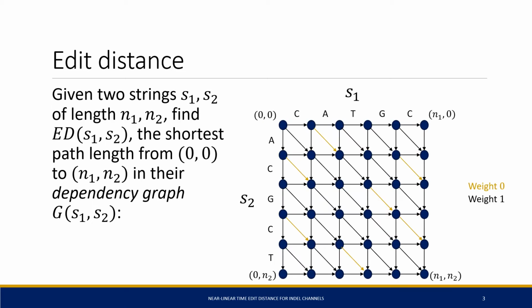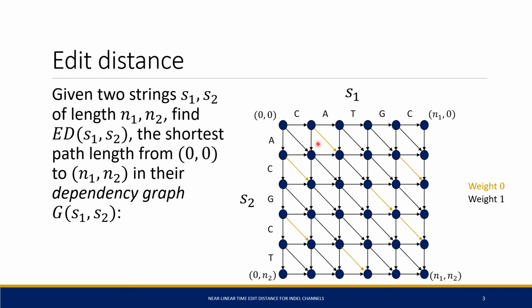So for the purposes of this talk, it's going to be easier to view the edit distance problem as a shortest path problem. So here we define the dependency graph as the grid of n1 by n2 vertices, where n1 and n2 are the lengths of the two strings. And our goal is to find the shortest path from (0, 0) to (n1, n2). And we have every possible horizontal, vertical, and diagonal edge.